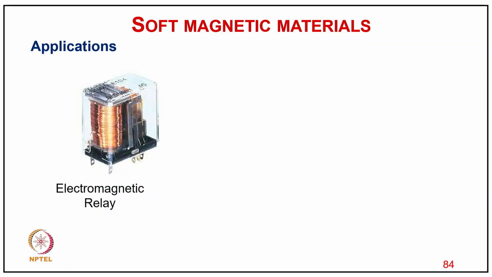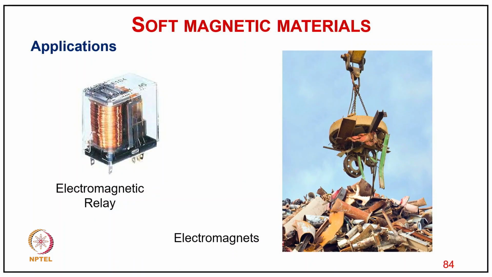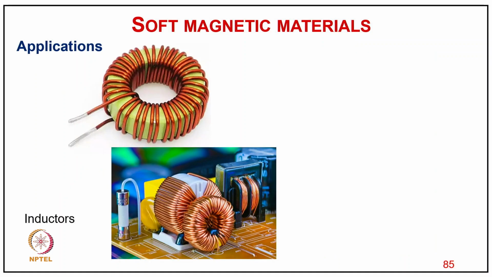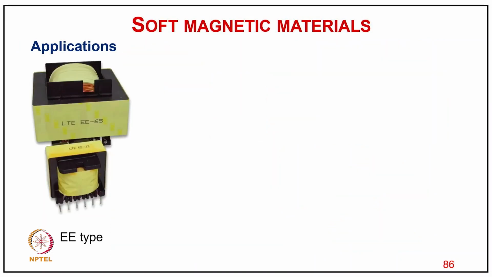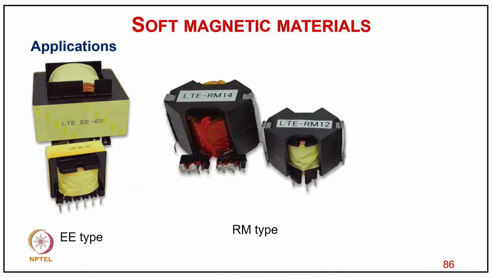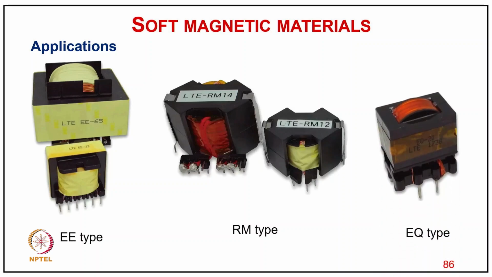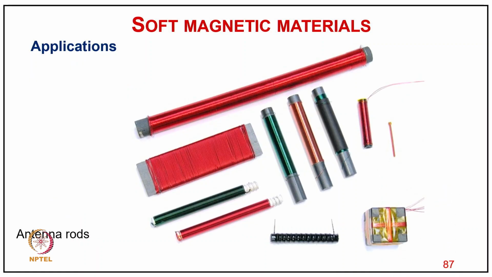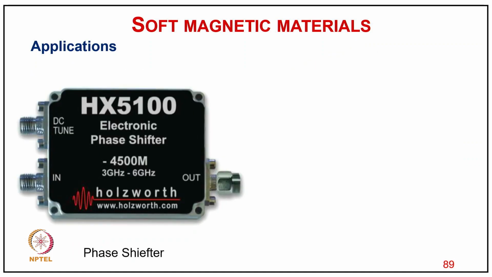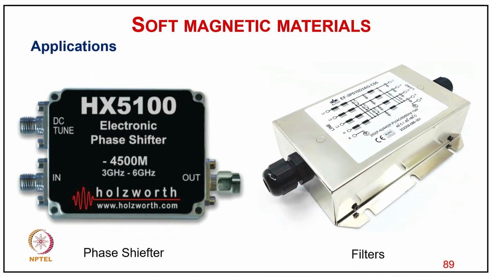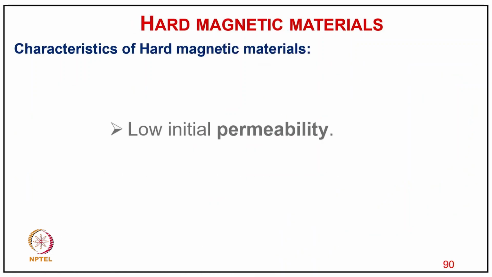So typical examples of application of these soft magnetic materials are electromagnetic relays and electromagnets. Then typically inductors of different sizes and different frequencies use the E-type core in inductors and transformers, then the RM type of core, then the EQ type of core, and then applications, of course, antenna rods, and TV flyback transformers we use for high frequency, then phase shifters, and then the filters, EMI filters, used normally in most of the power applications on the power side.